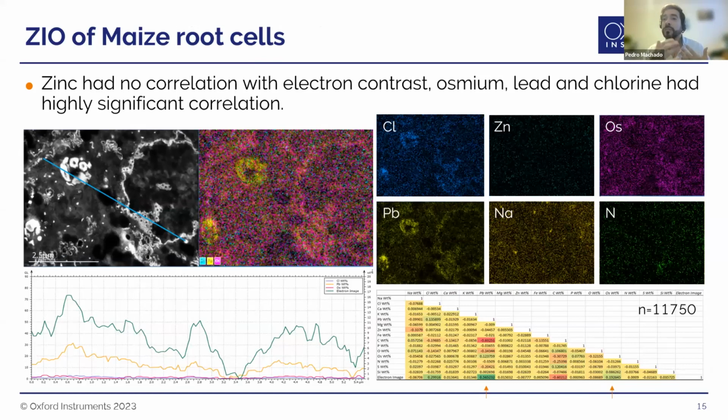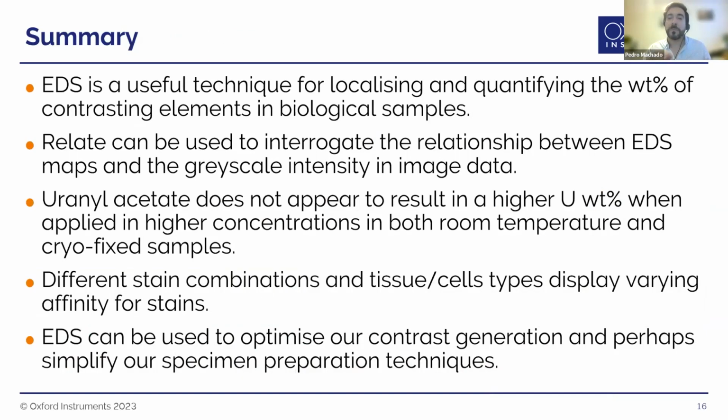So what's going on? It seems that more than ever, we should think about the type of tissue and the type of cells that we want to look at, and try to adjust our specimen prep to what we want to look at. Just to give you a quick summary, EDS seems to be a good technique when you want to quantify the weight percentage of the elements that you put in your sample during specimen prep. And we can use our image analysis software to interrogate the correlation between weight percentage and your image contrast.